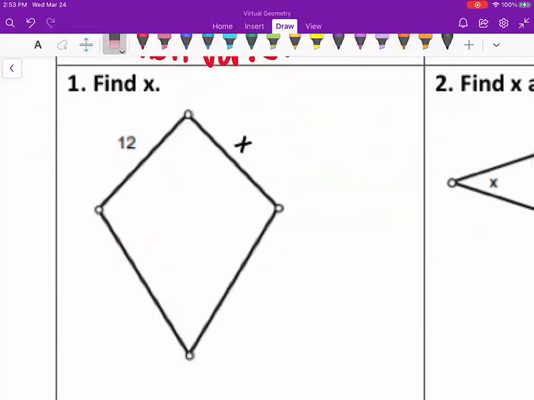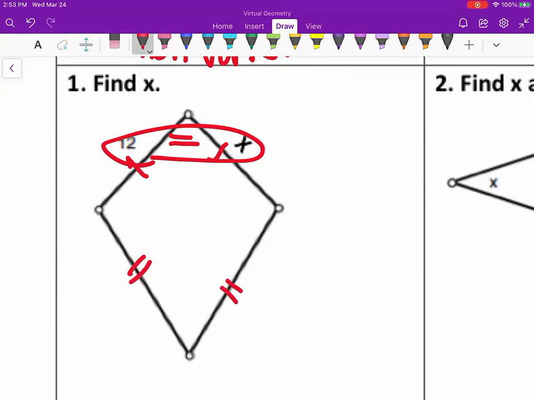All right, so find the value of x in this kite. There's my 2 congruent sides, so they are equal to each other. The other 2 sides would be my congruent parts. So x is equal to 12.